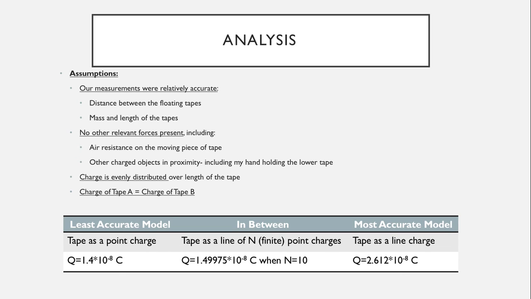And then in between is modeling the tape as n finite point charges. So essentially the tape as a line charge is when n approaches infinity. So the more point charges you're using for n, then the more accurate that model will be. But the most accurate model is tape as a line charge because it is a line with the charge spread over it.